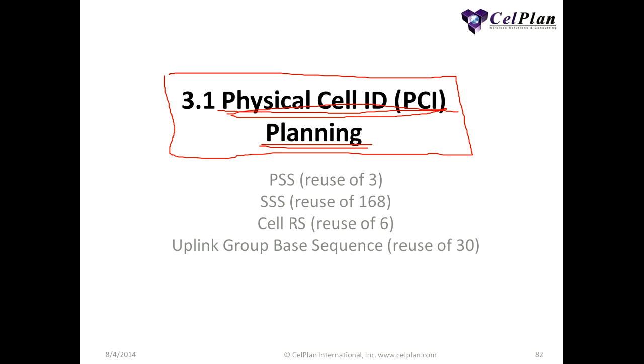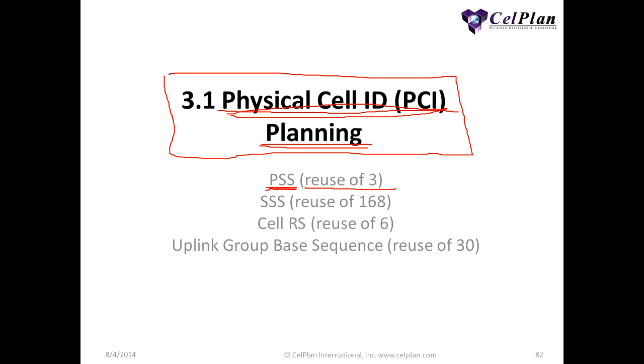PCI is a very, very important parameter to be planned in an LTE network because it affects many other parameters. We will see that it affects PSS, and PSS requires a reuse of 3 between cells. So we should avoid neighbor cells using the same PSS. There are 3 codes, so we need to plan PCI with a reuse of 3, and the PSS chooses its code based on PCI.